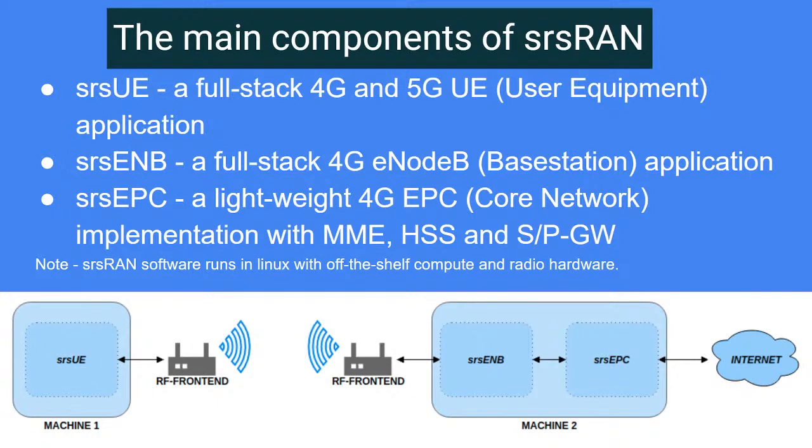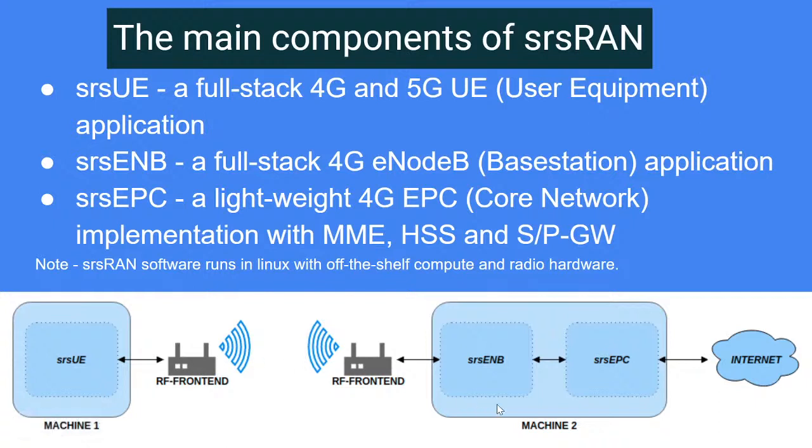And this software, the SRAN software, runs in the Linux operating system, not Windows or any other one, using off-the-shelf compute and radio hardware. So here what you need: we have the USRP, which is the RF front end, which contains the antennas and the RF chain. And you have the SRS user equipment, which is the software responsible for building the user equipment modem. You install it on machine one, on PC one. And this acts like the smartphone in your hand.